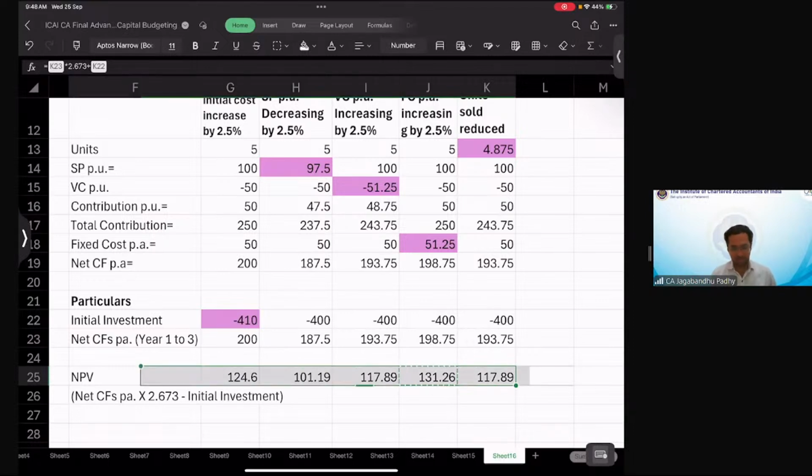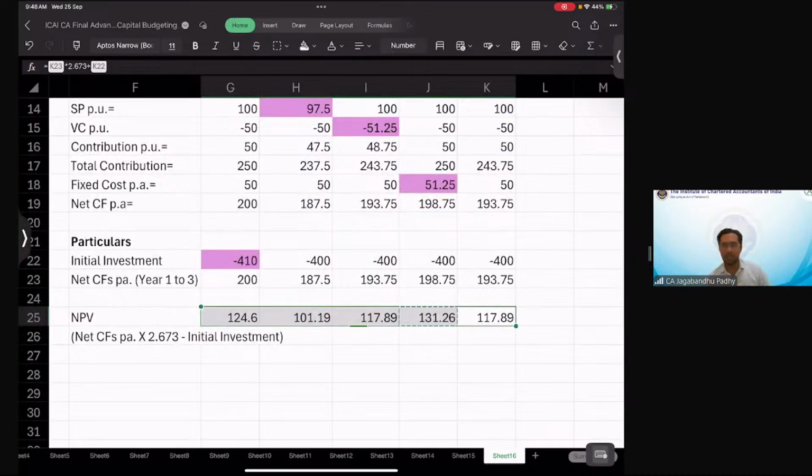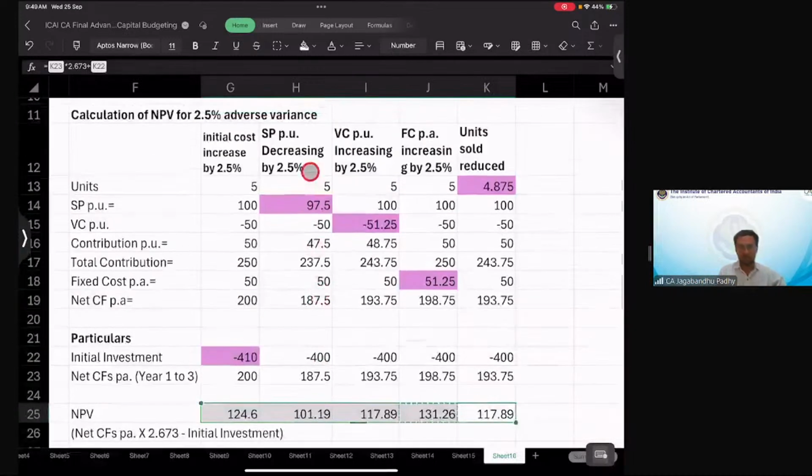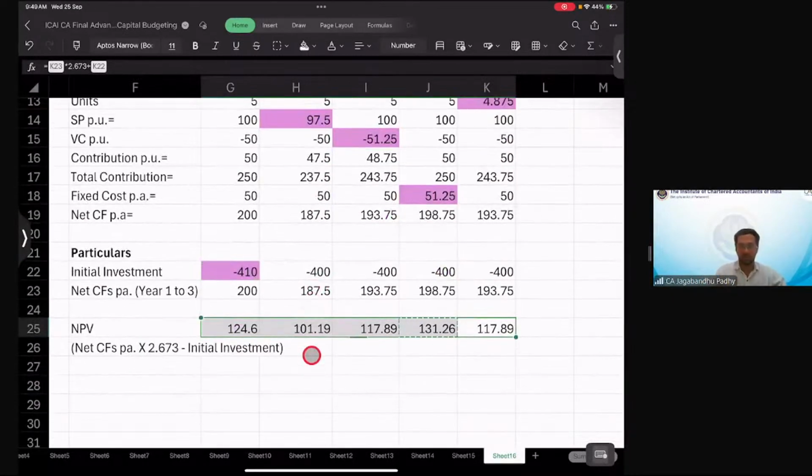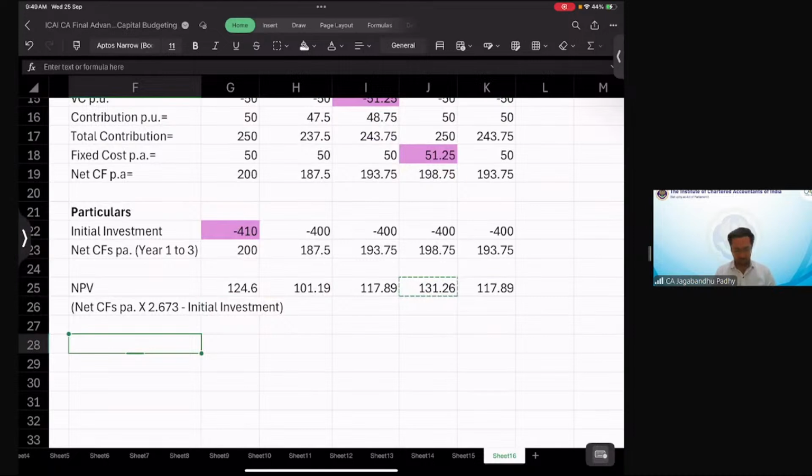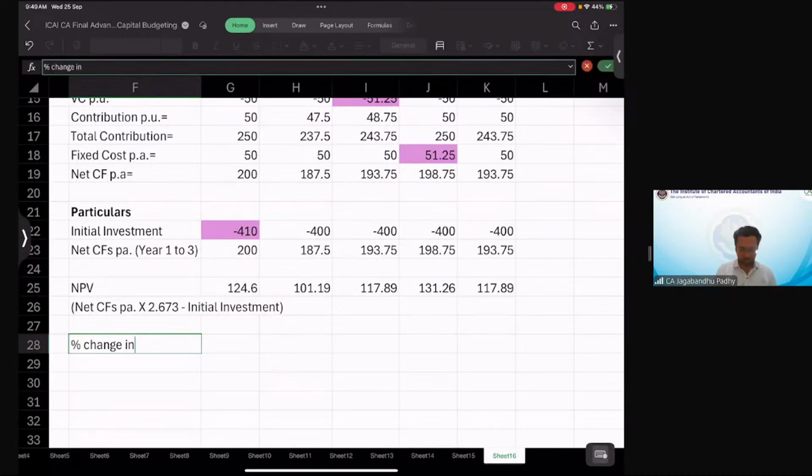So if I want to measure the sensitivity of each of these 5 input variables or 5 parameters, which one do you feel is more sensitive? Of course, numerically, we can say it is the selling price per unit because there we are observing a greater fall in the NPV. But what we want to essentially see is the percentage change in NPV.